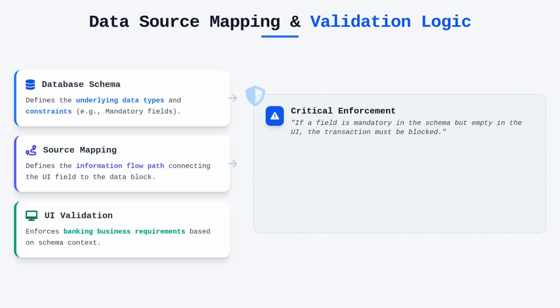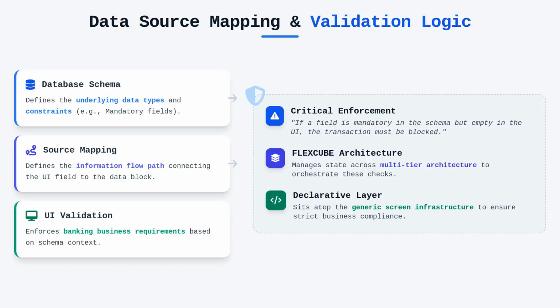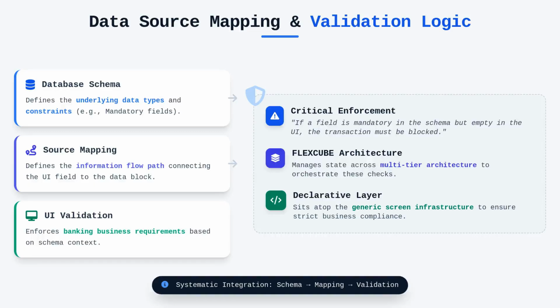Orchestrating these checks requires an understanding of how the FLEXCUBE framework manages state across the different tiers of the multi-tier architecture. You are essentially building a declarative layer that sits on top of the generic screen infrastructure to enforce specific banking business requirements.